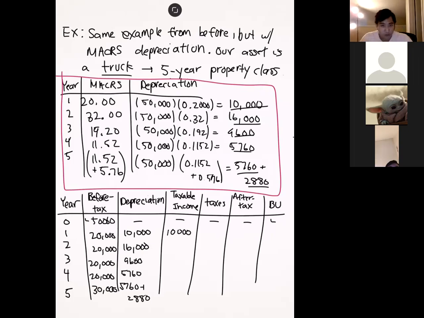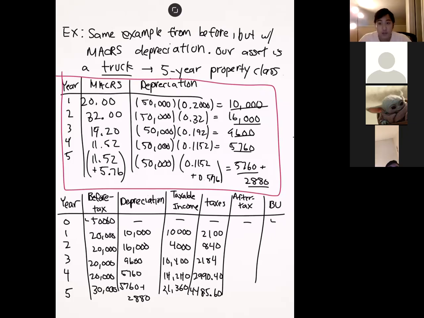All right, now that we have all our depreciation charges, we can compute our taxable incomes. Our taxable income is just the difference between our before-tax cash flow and our depreciation. Once we have our taxable income, we multiply by the tax rate to get our taxes. Unfortunately, because these percentages aren't very clean, we're going to get numbers here that aren't particularly clean. This is usually the point where tax calculations get a little bit tedious.